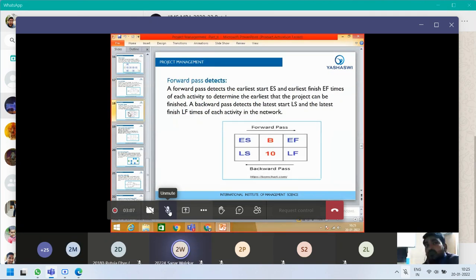Yes, sir. Now we will move forward to the forward pass and backward pass, in which there are earliest start time and earliest finish time. A forward pass determines the earliest start and earliest finish times of each activity to determine the earliest that the project can be finished. A backward pass determines the latest start and latest finish times of each activity in the network. So what have you got from this diagram? That is forward pass and backward pass. Forward pass means what?